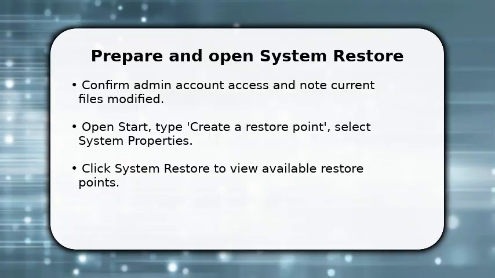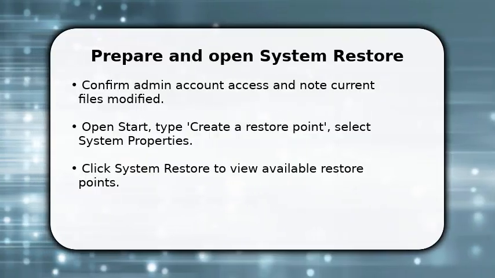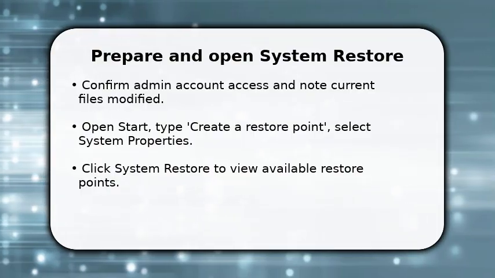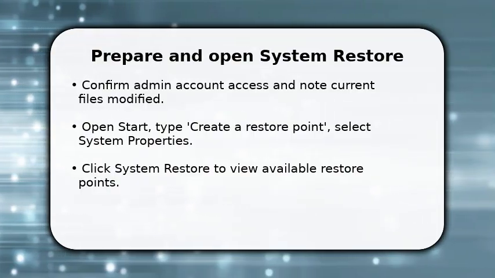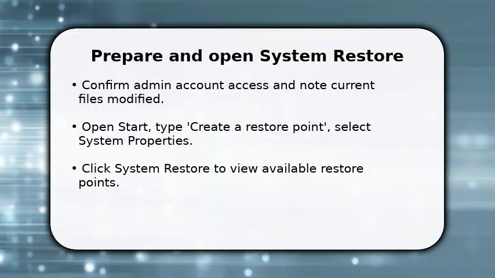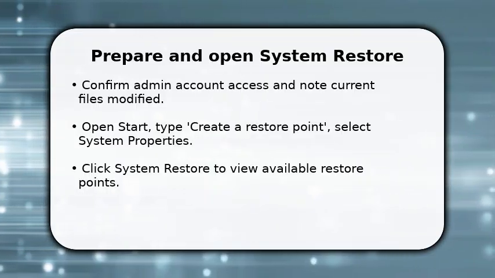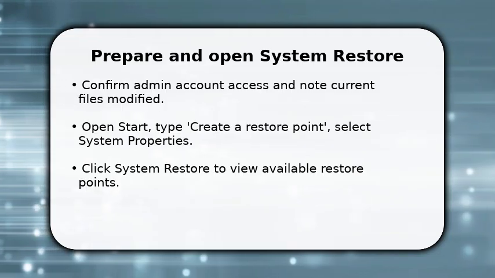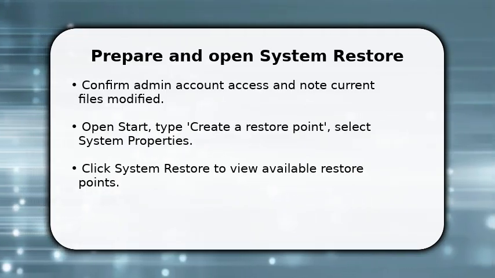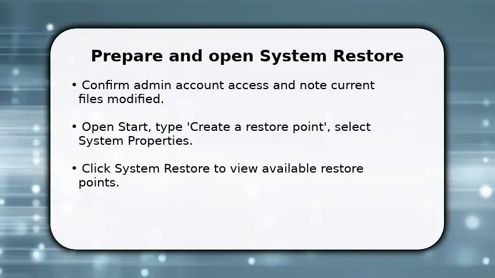You start by making sure you're signed into an administrator account and that any unsaved work is backed up. System Restore won't touch personal files, but changes can occur. Next, open Start, type Create a Restore Point, and select the System Properties dialog. This puts you straight into Restore controls.